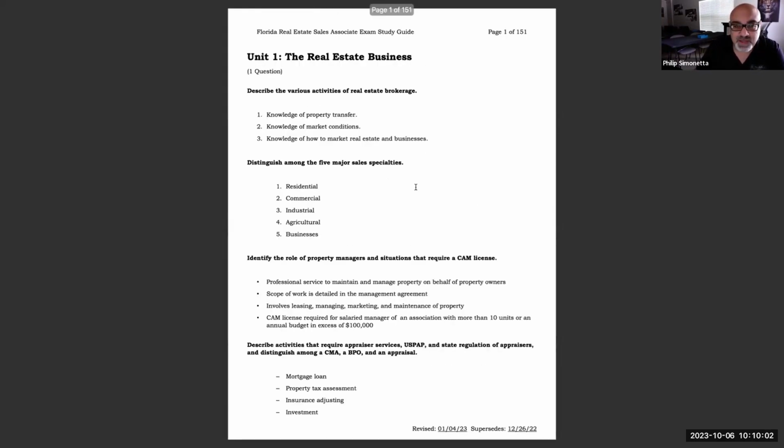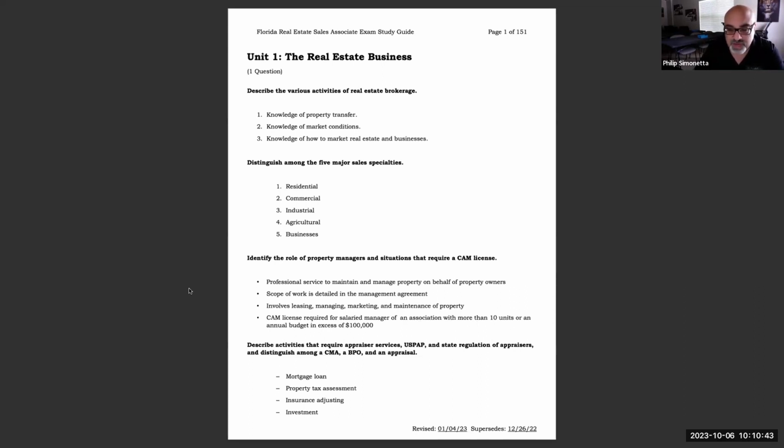Next, you need to identify the role of a property manager and the situations that require a CAM license. Property management is professional services to maintain and manage property on behalf of the owners. The scope of their work is detailed in their management agreement. It involves leasing, managing, marketing, and maintenance of property. Now, a CAM license is required for a salaried manager of an association with more than 10 units or an annual budget in excess of $100,000. So if either of those happen, you need a CAM license. If not, you don't.